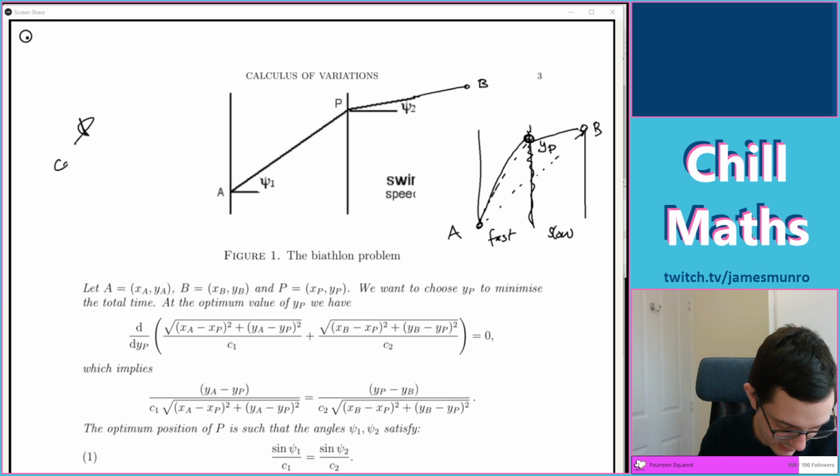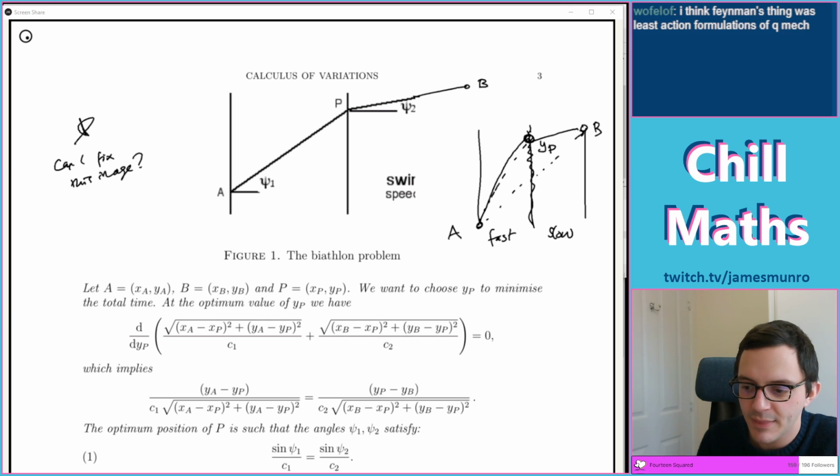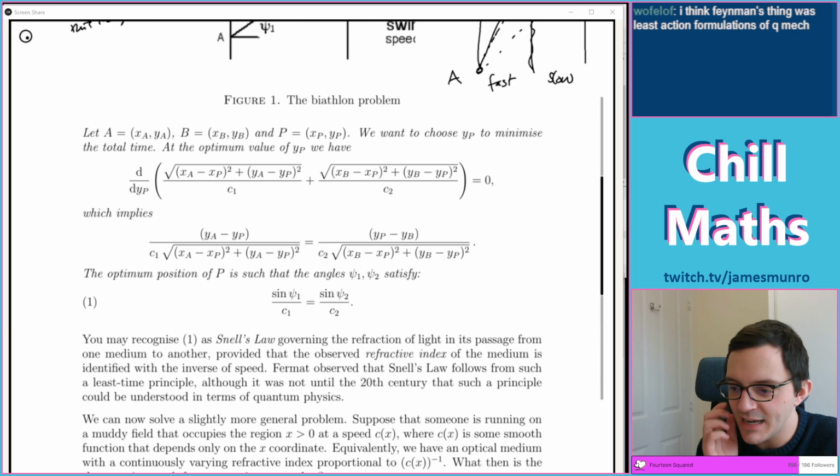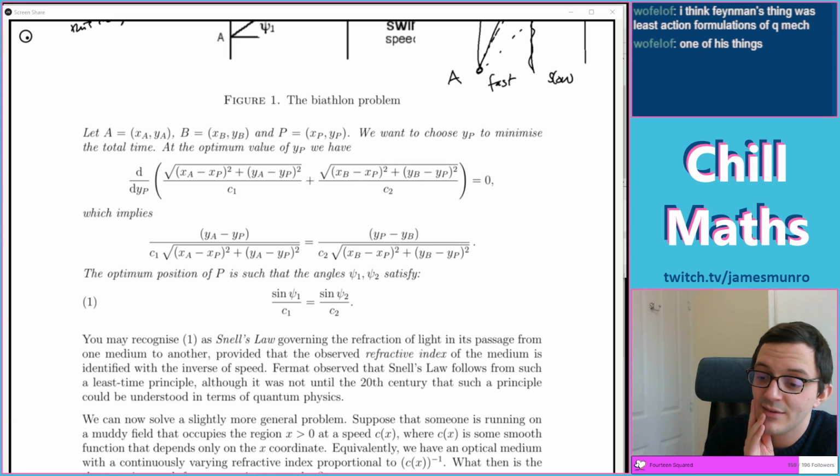Okay, so I'm already thinking maybe I want to fix this image. I think half of it's missing, so maybe I want to put point B in as half the word swim. Least action formulations of quantum mechanics. Is that a thing? The claim from Waffleoff in chat is that Feynman did some of this? Okay.